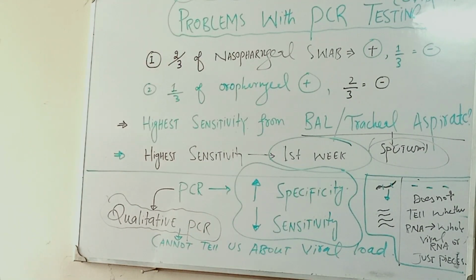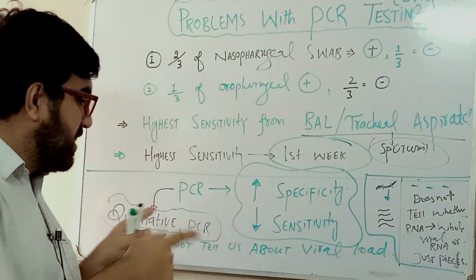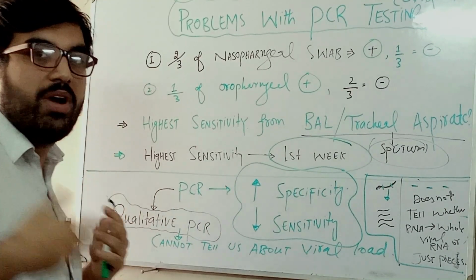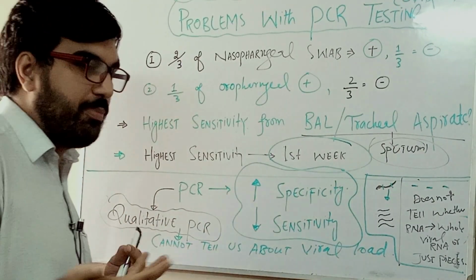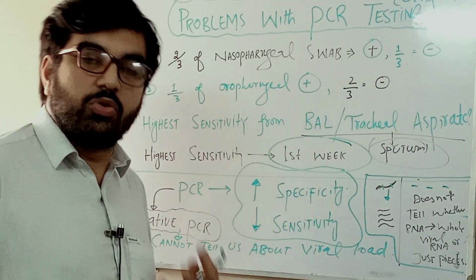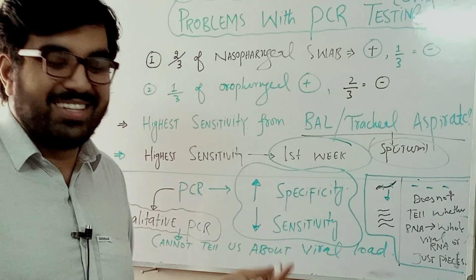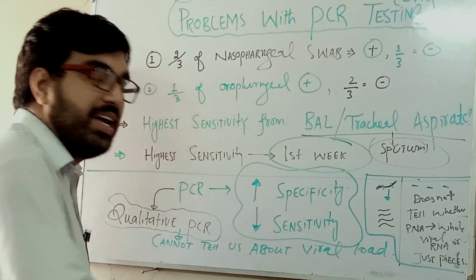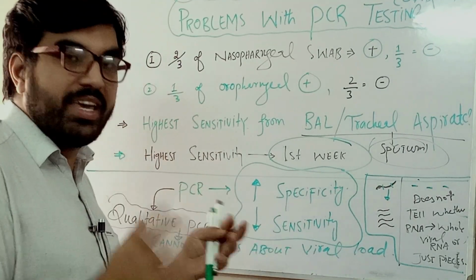So summarizing the whole thing: specificity is high, sensitivity is low, and it does not tell you about the viral load. This is only a qualitative PCR, just like the PCR for hepatitis C. You are having the PCR positive, the qualitative, but the qualitative PCR does not tell you about the viral load. For that you have to go for quantitative PCR, and that actually is a game changer.